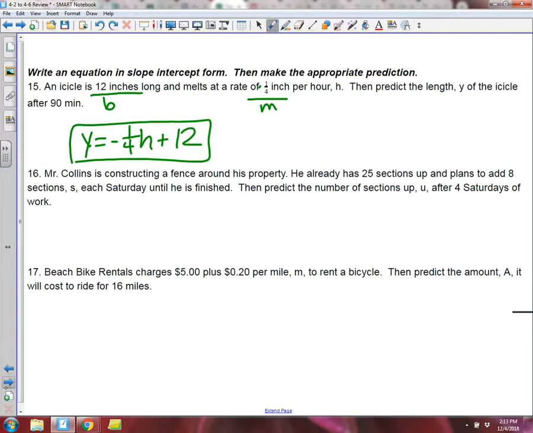You're going to be asked to write things like that tomorrow. Good? Now I got to make a prediction. After 90 minutes, what are you going to do with that 90 minutes? The first thing I need to do is make it into hours. Do you see how everything's in hours? So how many hours is 90 minutes? 1.5. Perfect. So I'm going to plug in 1.5. So after an hour and a half, how long would that icicle be?